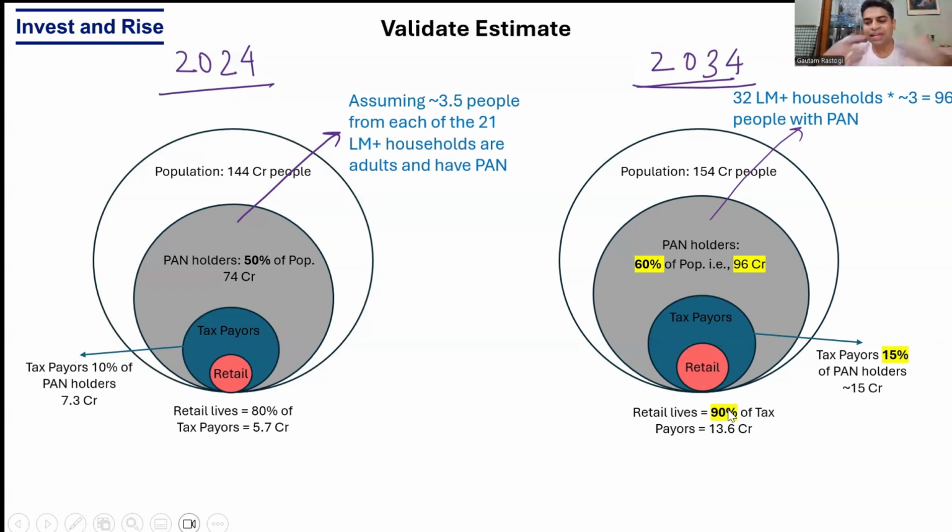So I'm merely trying to validate whether this 14 CR people with retail insurance 10 years from now is ridiculous or reasonable. In my view, this is reasonable. आपके टैक्स पेयर्स इंक्रीज होंगे तो 80% से 90% अगर ये नंबर हो गया तो this doesn't look ridiculous, this looks reasonable. So in a way, we have vetted our assumption.